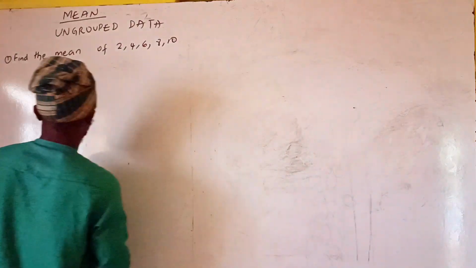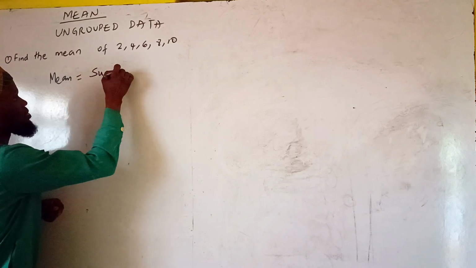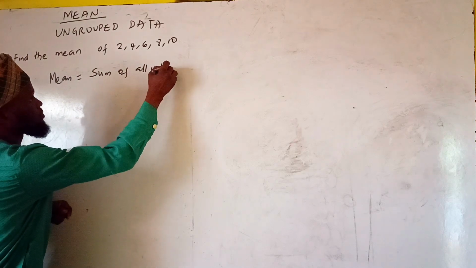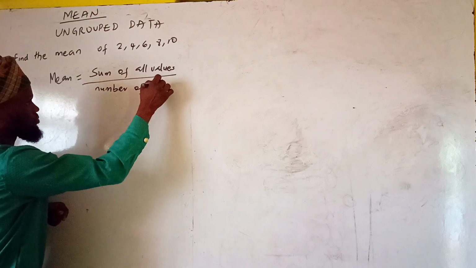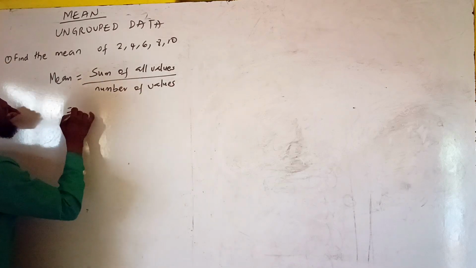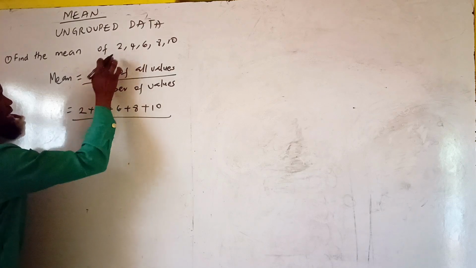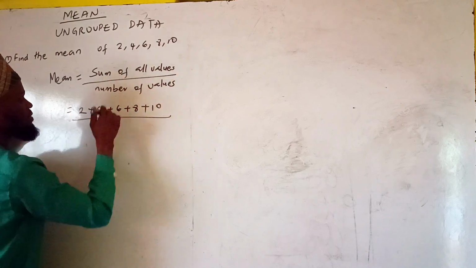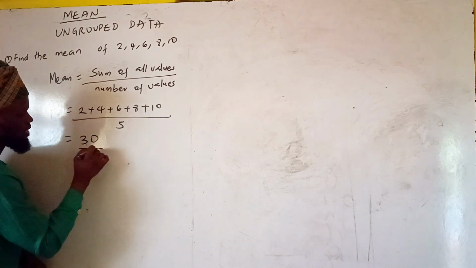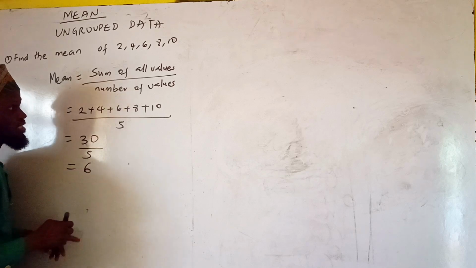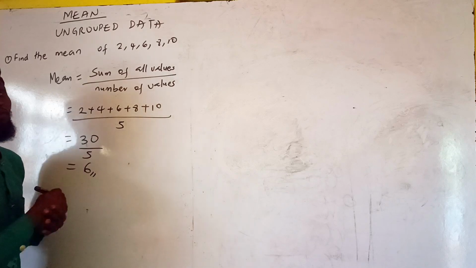Alright, the first thing we do is write down our formula. This is the formula for mean of ungrouped data: sum of all values over number of values. So here it means 2 plus 4 plus 6 plus 8 plus 10 divided by, then you count the number of values: 1, 2, 3, 4, 5. 5. When you add 2 plus 4 plus 6 plus 8 plus 10, you're going to have 30. So you divide by 5. So the answer is 6. This means that our mean is 6, and that's all. And this is the summary of mean of ungrouped data.